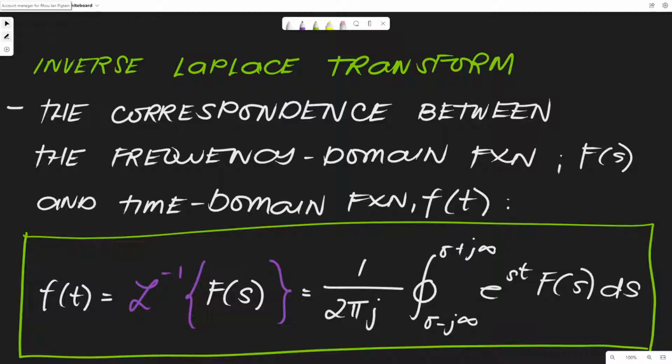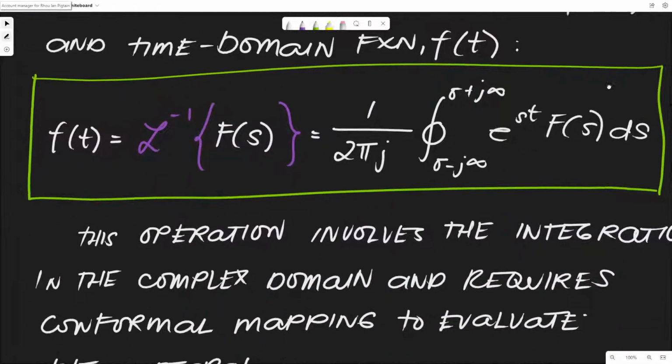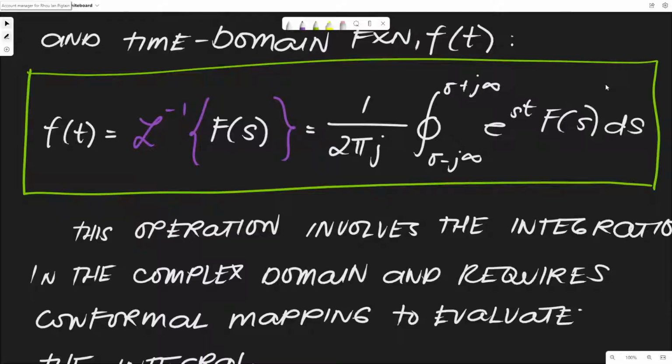Okay, so this is the general formula of the inverse Laplace transform. f of t is equal to, yun yung hinahanap na nating function. Dati yan yung kinukuhaan natin ng Laplace, ngayon yan na yung hinahanap natin. So, f of t is equal to the inverse Laplace of F of s, yung ating function in the frequency domain. The formula is 1 over 2 pi j multiplied by the closed loop integral of e raised to st F of s ds, from sigma minus j infinity to sigma plus j infinity.